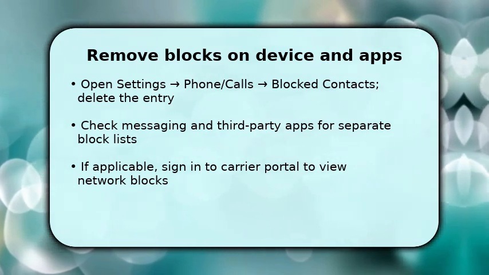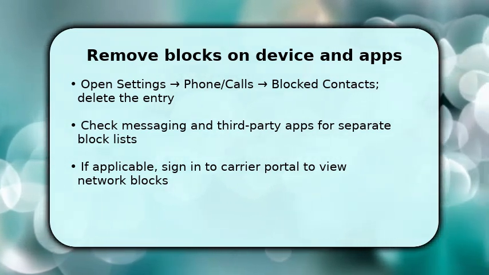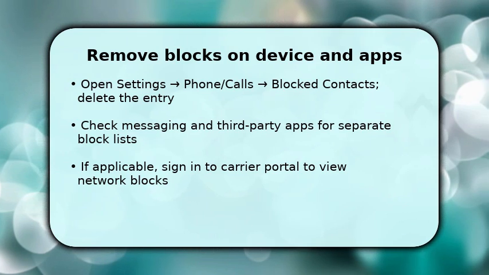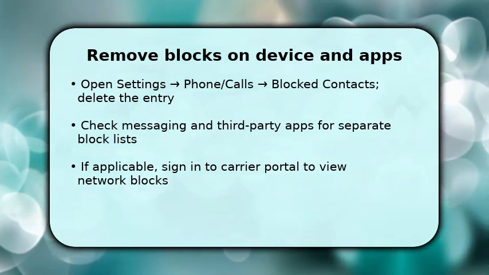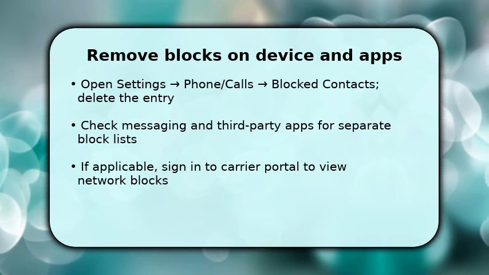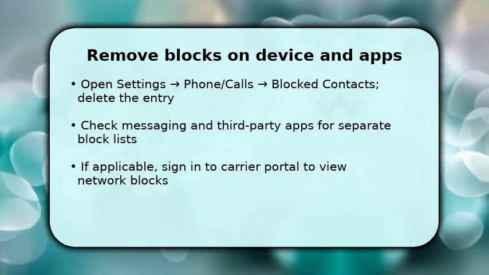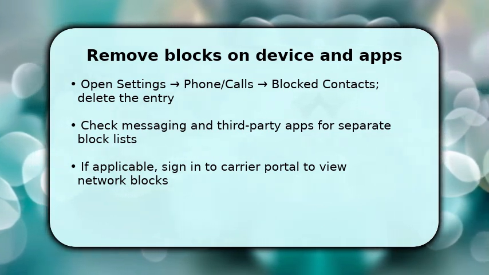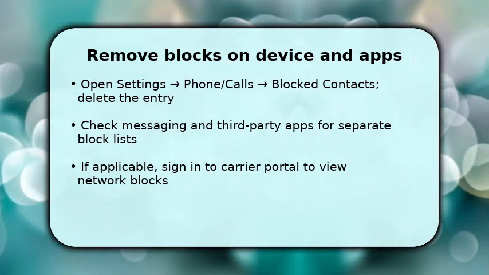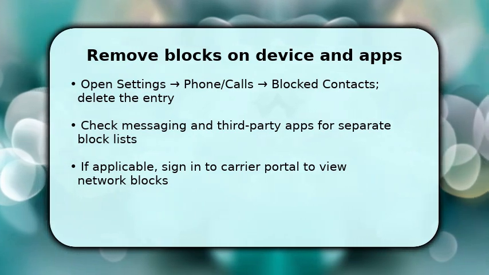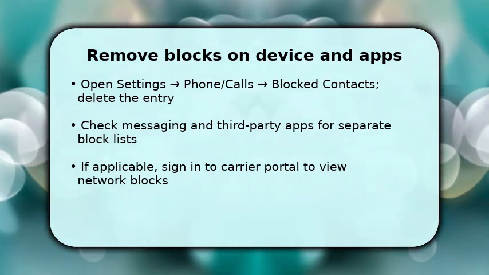Tap Settings, then Phone or Calls, then Blocked Contacts, and delete the number. Then open each messaging app and remove blocks there too. If the carrier placed a network-level block, sign into your carrier account or call support to request removal. Once you've cleared all lists, reset network settings if calls still fail, so changes take effect across services.